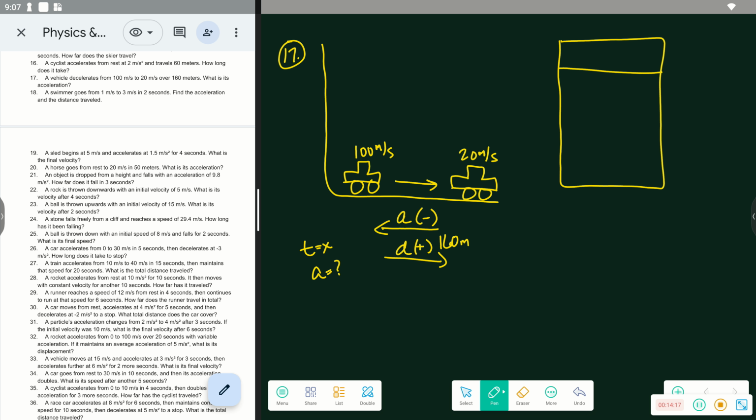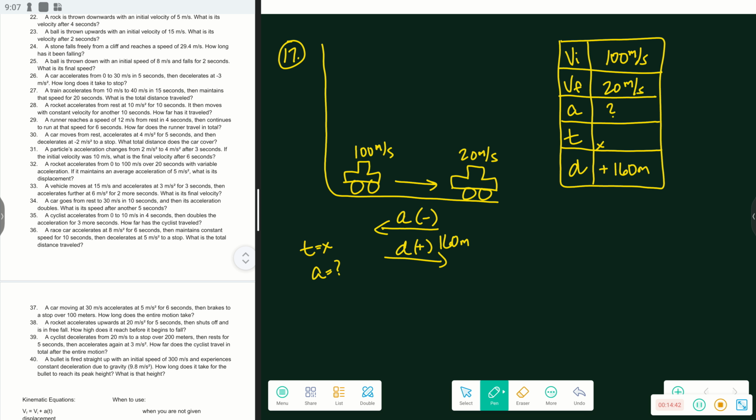All right. So VI, VF, acceleration, time, and displacement. So what's your initial velocity? It's 100 meters per second. 20 meters per second for final velocity. Your acceleration is what you're solving for. You don't have time, and your displacement is a positive 160 meters.